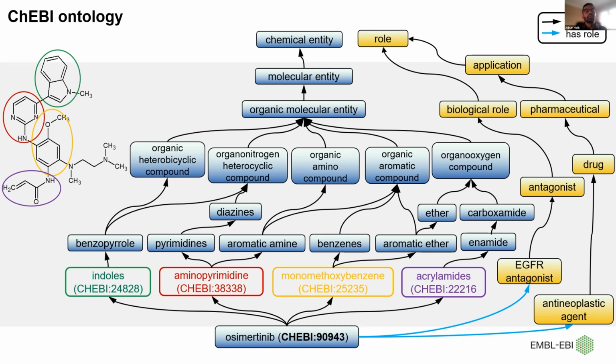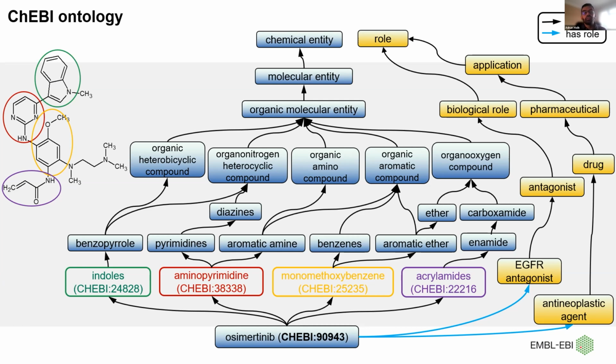So if you look at the green circle, that part of the structure is an indole. So we'll put this molecule into a class called indoles. The red circle is an aminopyrimidine, so we put this molecule into a class called aminopyrimidines, and we can repeat this process until all the functional groups are covered. So you have more specific classes at the bottom, and then you have the general classes at the top. And we can do the same thing with the roles. So each molecule, if we come across its role in the primary literature, we'll then add the roles within the ontology itself. So osimertinib has a role as an EGFR antagonist and also has a role as an anti-neoplastic agent.